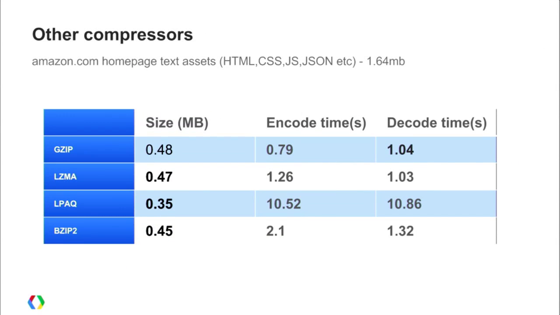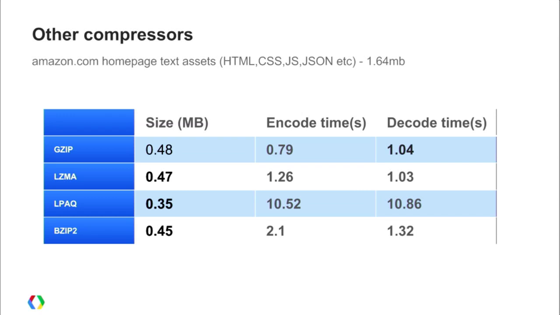Now, what you're seeing here in terms of data sizes is a scrape I did of the Amazon.com homepage. If I take all of the text data from that, HTML, CSS, JSON, and JS data, it comes out to about 1.64 megs. So you can see how these compressors relate to that specific memory footprint.